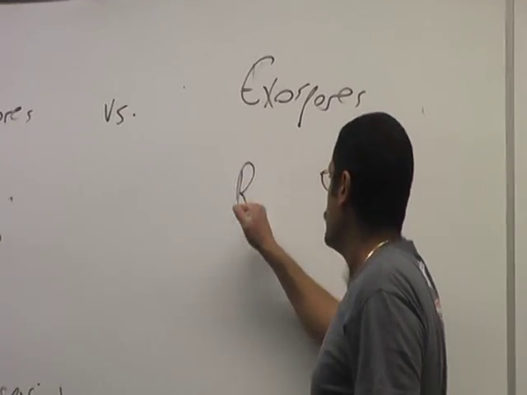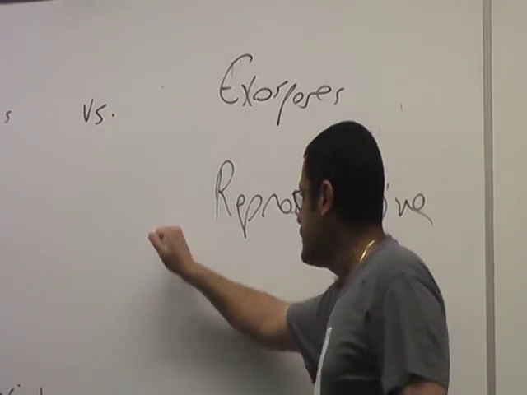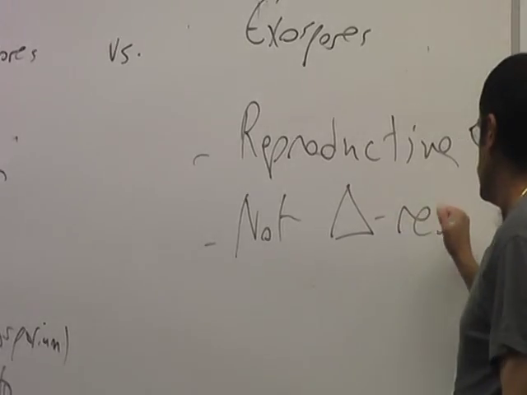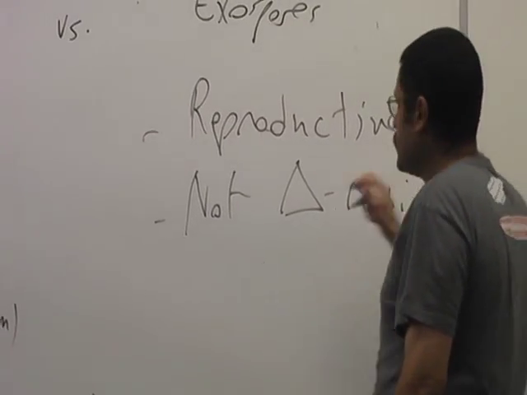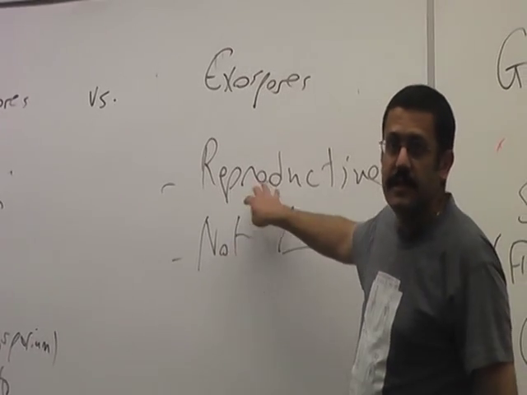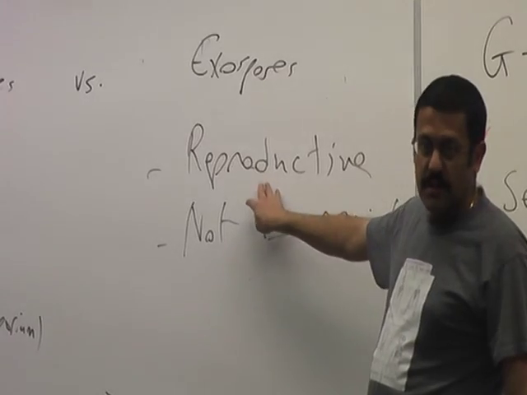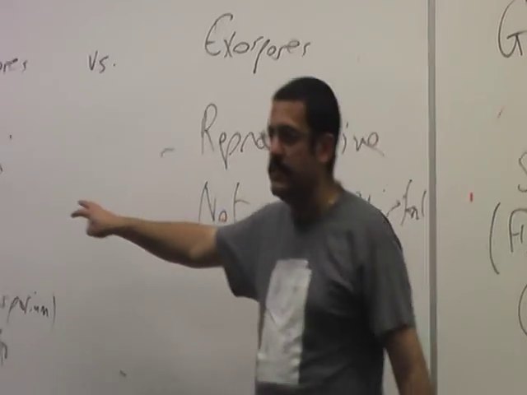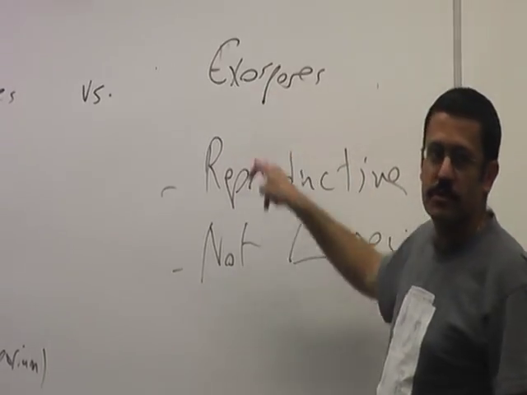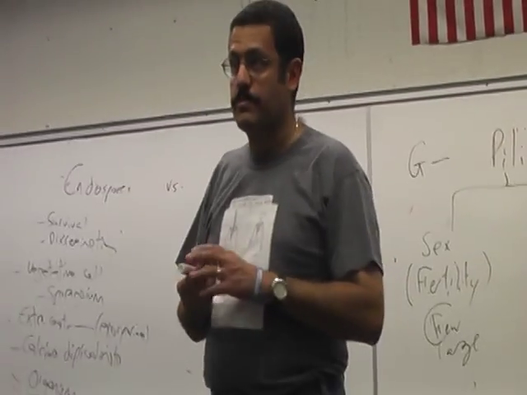Exospores are reproductive, but they are not heat resistant. So these are not for survival. These are for actual reproduction. And these are fungal spores. These are bacterial spores. We talked about one bacterium that produces exospores, and it's in the notes. Please know it. And that is Streptomyces.